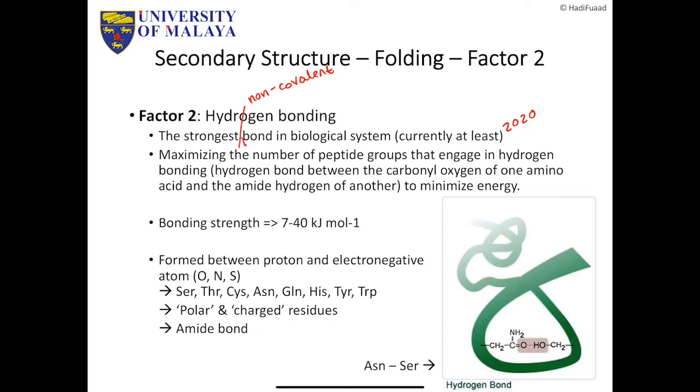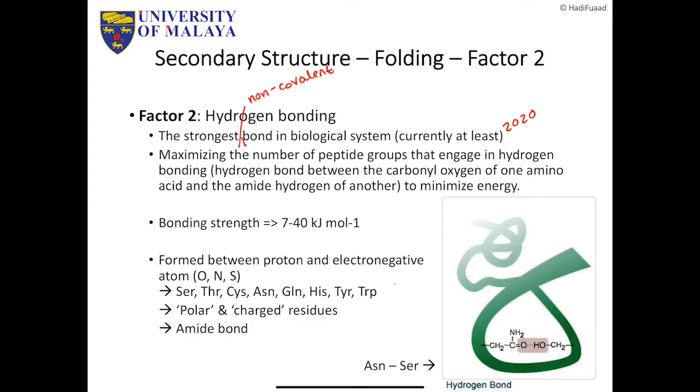Hydrogen bonding maximizes the number of peptide groups that engage in hydrogen bonding. A hydrogen bond between the carbonyl oxygen of one amino acid and the amide hydrogen of another can be formed, thus minimizing the overall energy of the protein and maximizing entropy. The bond strength for hydrogen bonds is roughly between 2 to 40 kilojoules per mole, and it's formed between protons and electronegative atoms. This is just a refresher: N, O, S, and so on. You can have different variations.